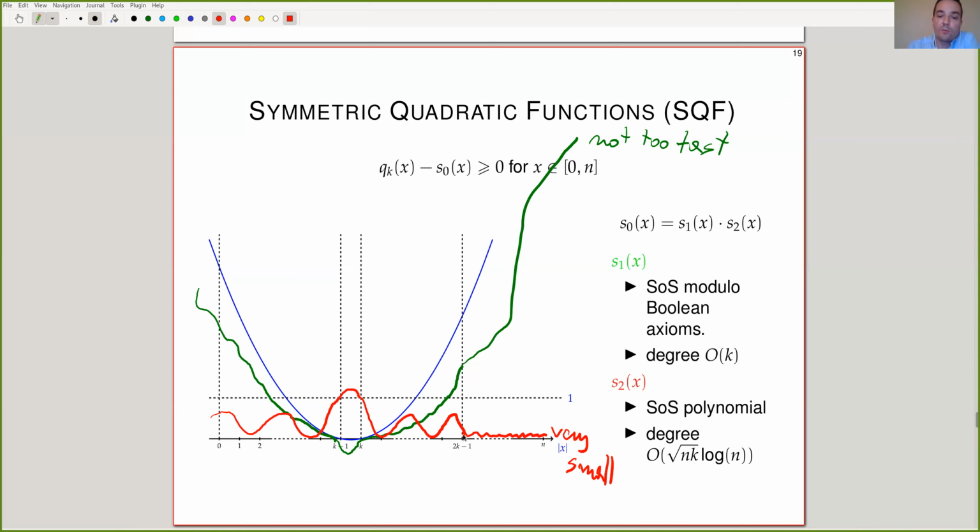And now in the interval from 2k minus 1 to n, I would like this very small polynomial S2 to compensate the growth of the green polynomial S1(x). So one just has to be careful there with numbers so that the multiplication of S1(x) and S2(x) will not grow faster than qk(x).